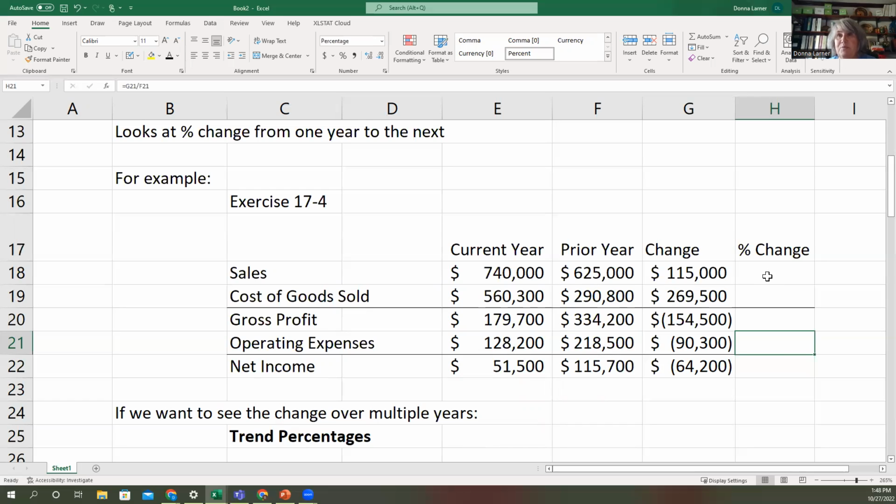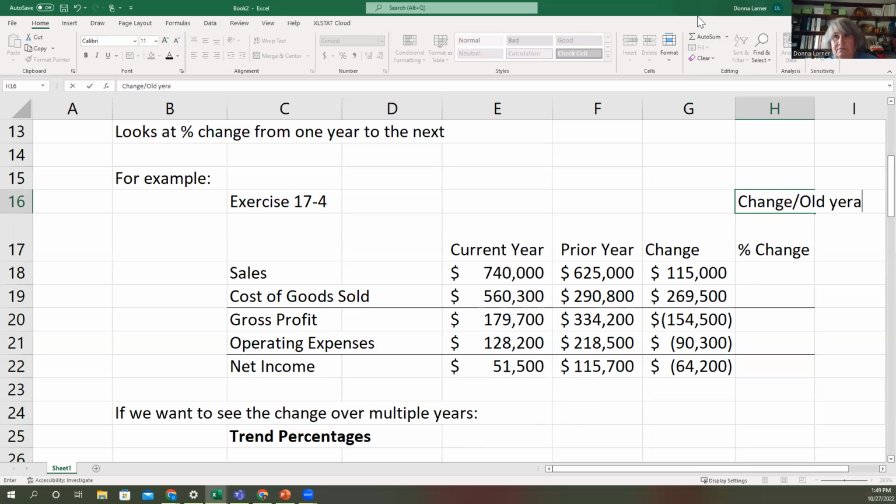The next thing we want to do is percentage of change. And for that you want to do the amount of the change divided by the old year. Always want to divide by the older year. So in this case, I would say the amount of the change divided by the old year. And that works out to be 18.4%. So sales went up by 18.4% from last year to this year.